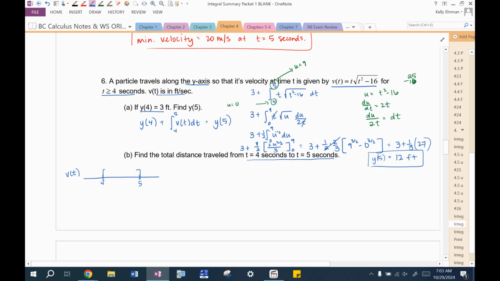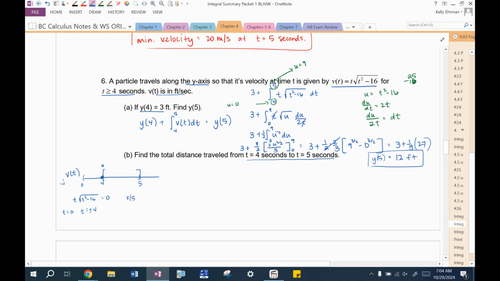Let's set t times the square root of t squared minus 16 equal to 0. What do we get for that? We get t equals 0. That's one possibility, but that's out of the realm we care about. What makes t squared minus 16 equal to 0? Plus or minus 4. Again, minus 4 we don't care about. 4, we just found out, is going to give us 0. Okay.